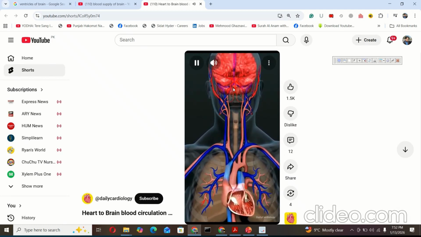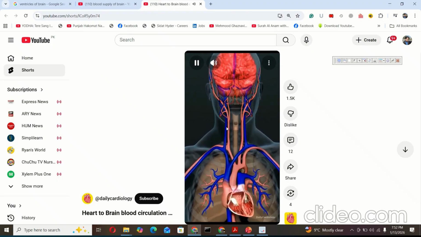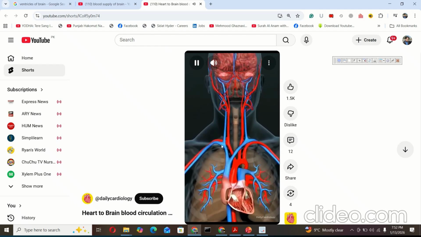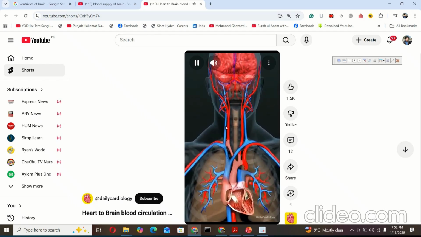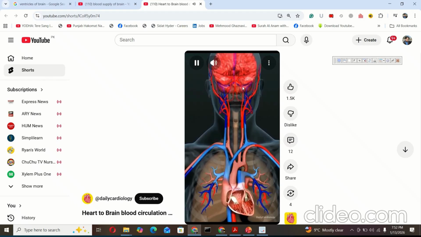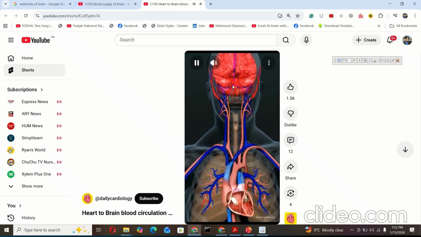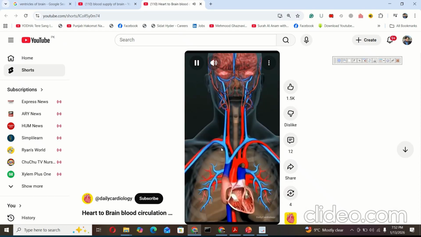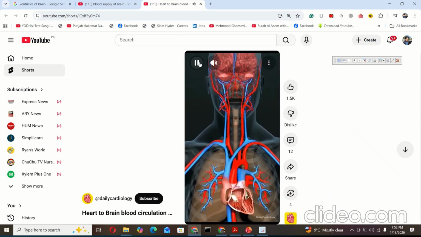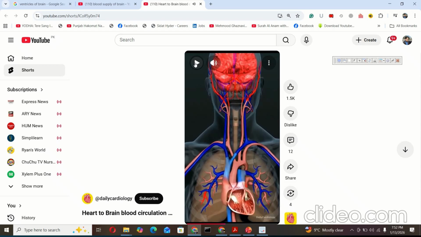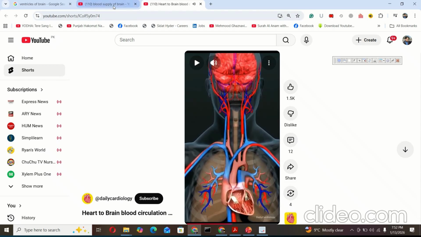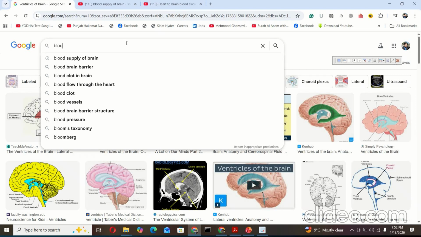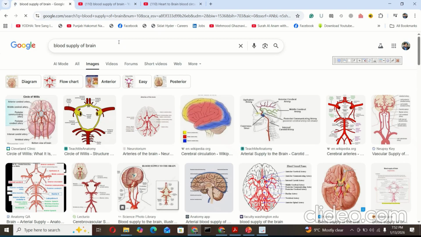So the red is the oxygenated blood and the dark blue is the deoxygenated blood. In this way the heart pumps the blood back and forth, oxygenated and deoxygenated, to all the major organs, parts and systems of the brain. Let's see some other diagram: blood supply of the brain.